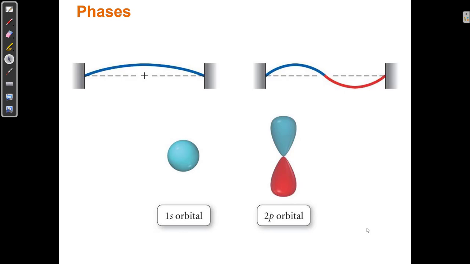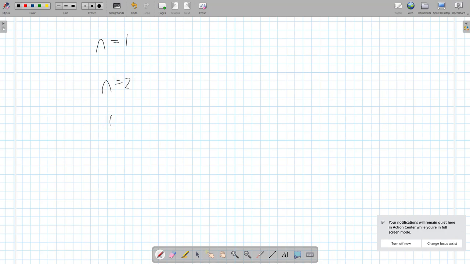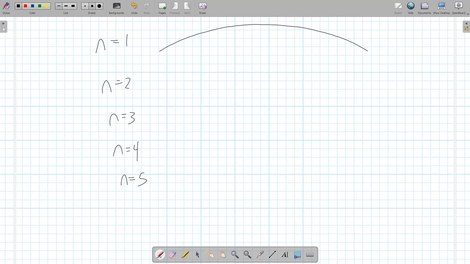We can think about nodes as they're related to the principal quantum number like this. N equals 1, N equals 2, N equals 3, N equals 4, N equals 5. When N equals 1, the rope looks like this. There's your guy over here, he's holding on to it. This guy over here, they're holding on to the rope and they're vibrating it, and it looks like this. Zero nodes.